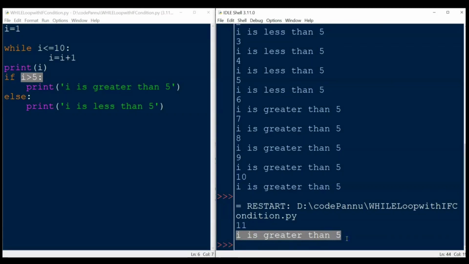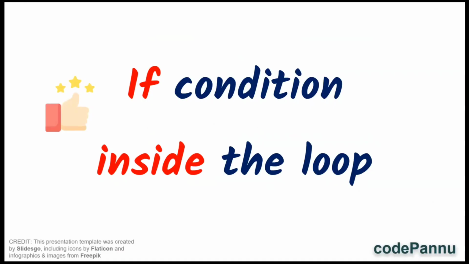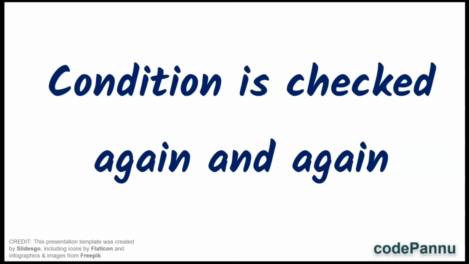So, I hope you're able to understand what happens when we write an if condition inside the loop. It is very simple. The condition will be checked again and again for all the values of I.